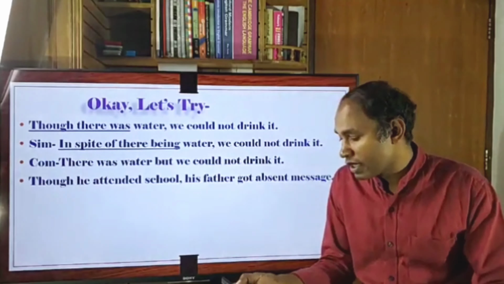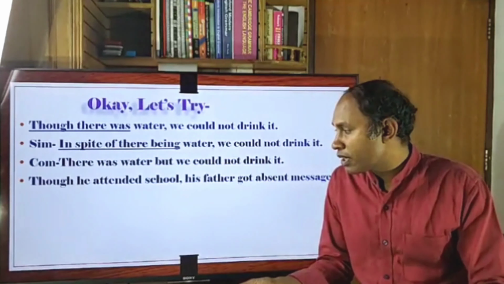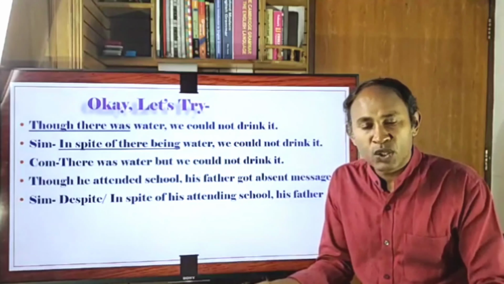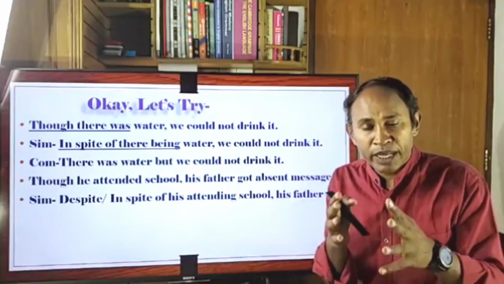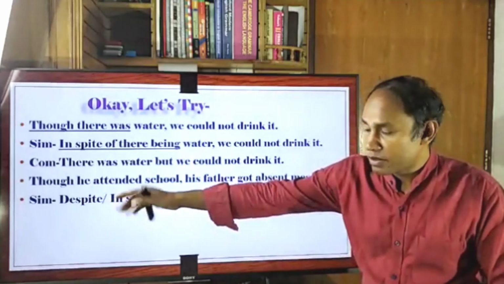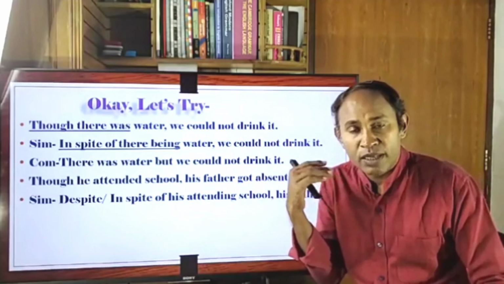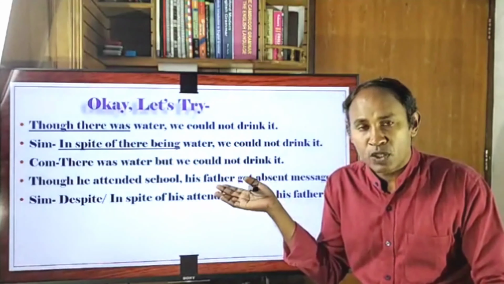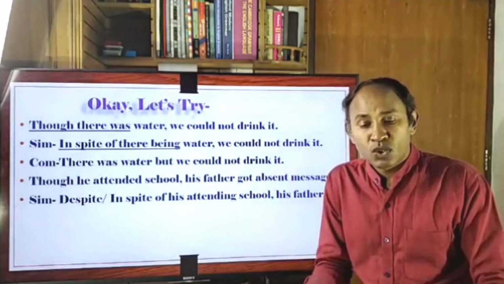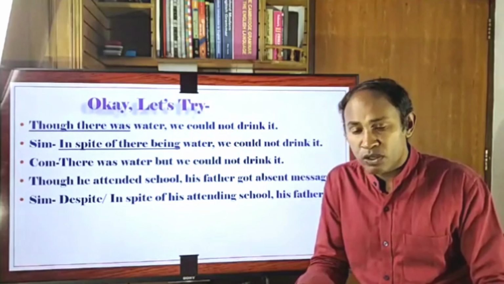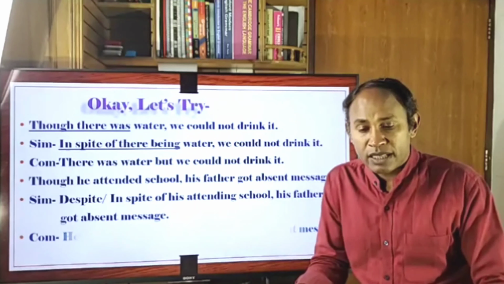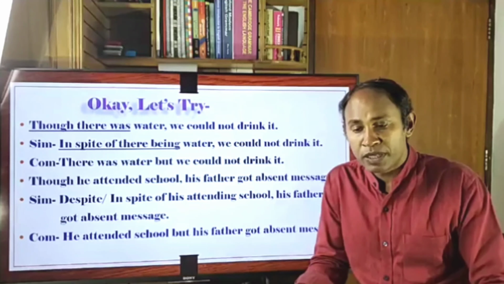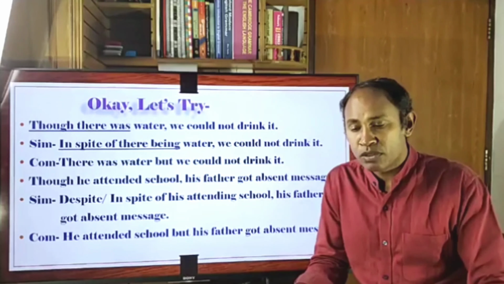Right, your answer is correct. And here you see in place of though, we'll have to use just in spite of or despite. But be careful about the use of despite, because after despite we do not use any preposition. Okay, and your answer is correct. Despite or in spite of his attending school, his father got absent messages, and that's the correct answer. And he attended school, but his father got absent messages. Probably your answers are absolutely right.